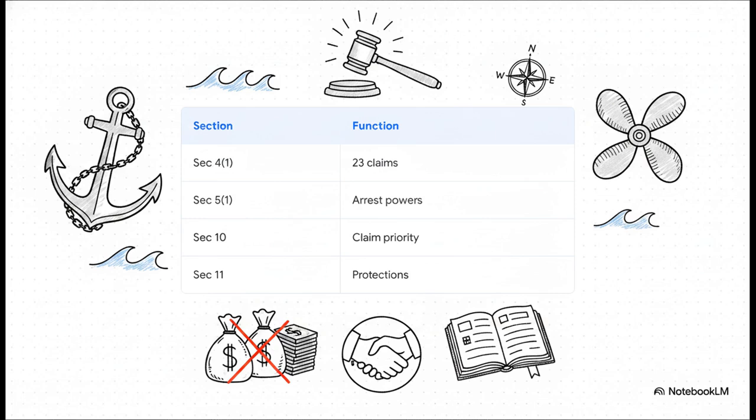It meticulously lays out the rules. Section 4.1 explicitly lists 23 distinct maritime claims that justify an arrest, covering everything from title disputes to salvage, crew wages, and environmental damage. Section 5.1 grants high courts the power to order an arrest for security. Section 10 dictates exactly who gets paid first, and Section 11 actively protects ship owners by demanding claimants provide an unconditional undertaking to pay damages in case the court later decides the arrest was totally unjustified.